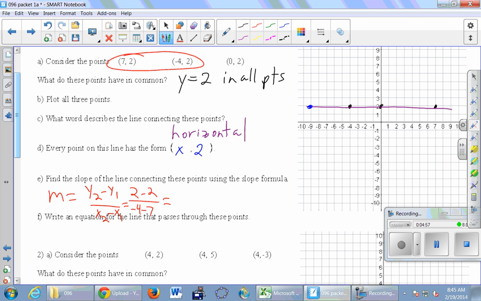Upstairs we get 0, which means downstairs doesn't matter a whole lot, but we'll put a number. Negative 11. It's okay if you put positive 11. What is this really equal to? 0.